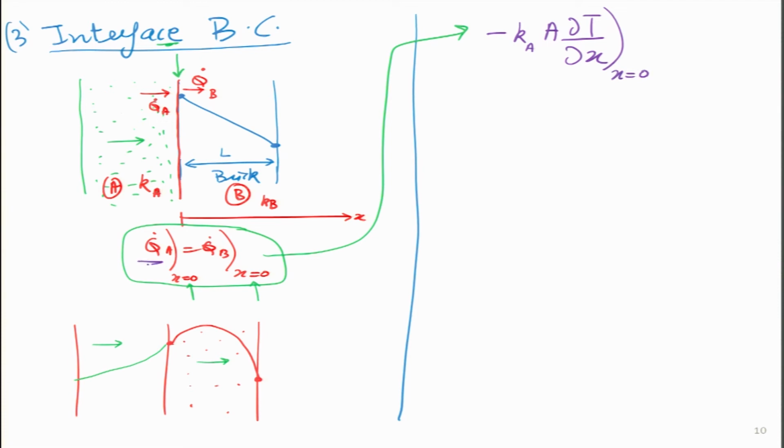This is the left hand side of this equation over here, right? What will be the right hand side? That will be this part, q dot B. So, I will just write this is equal to K B, area is the same, del T del x at x equals 0. Now, this is a very powerful equation.